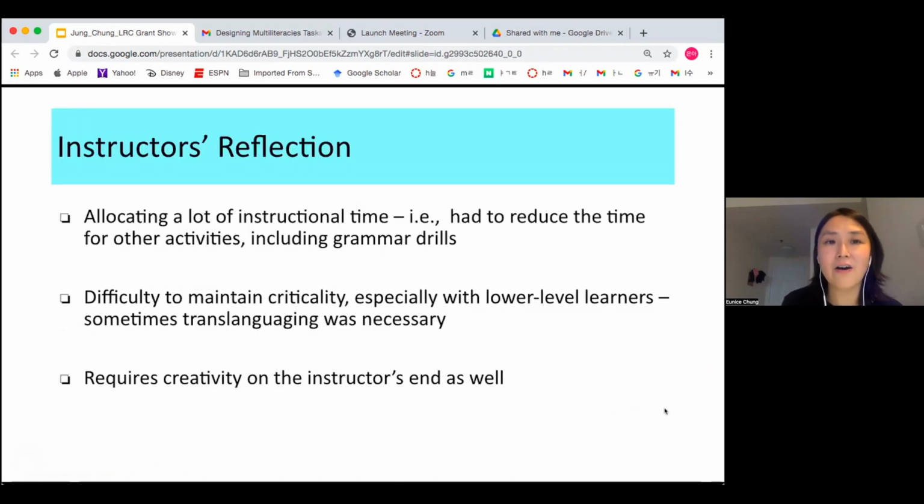And finally, our reflection is that some of the challenges were allocating a lot of instructional time. So we had to reduce the time for other activities, including grammar drills, especially for lower level classes. And then second, difficulty to maintain criticality, especially with lower level learners. So if they have to discuss, sometimes translanguaging was necessary. And also it requires creativity on the instructor's end as well, since we have to design the task. This is the end of our presentation, and thank you so much.